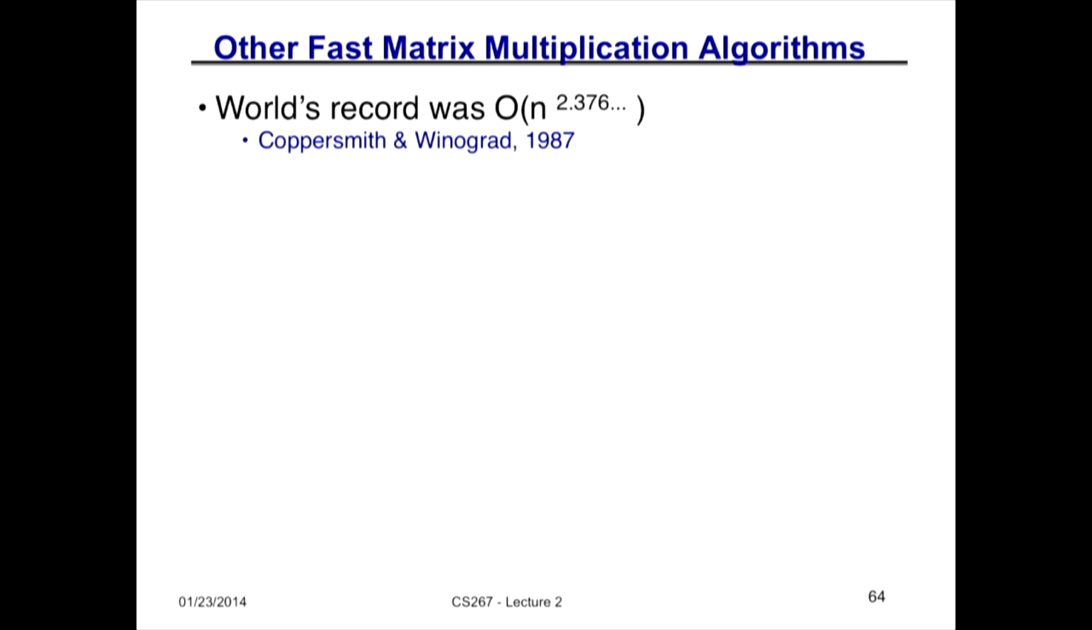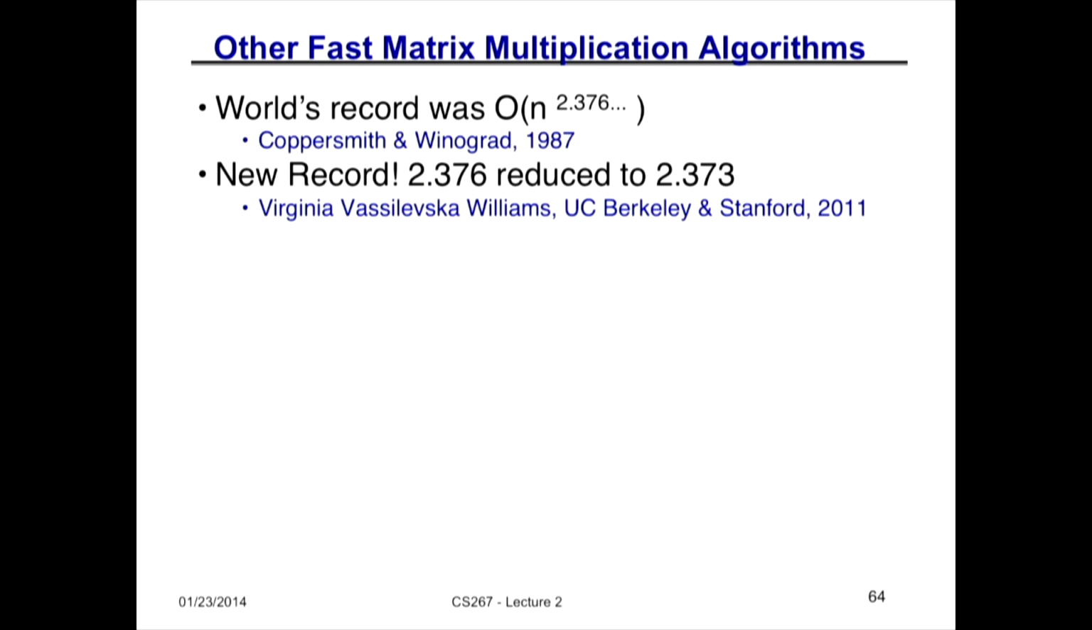For many years, people worked on it, and back in 1987, the world's record was reduced to n to the 2.376. And that stuck around until about 3 years ago. And then there was a new world's record, and I think I may have mentioned I had the honor of being in the seminar room upstairs in the WAS when Virginia Williams, a postdoc here, announced her new result, and she got the exponent all the way down to 2.373. So you can see people really want to get that exponent smaller. And that's currently the world's record. And now, practicality, I'll come back to that.